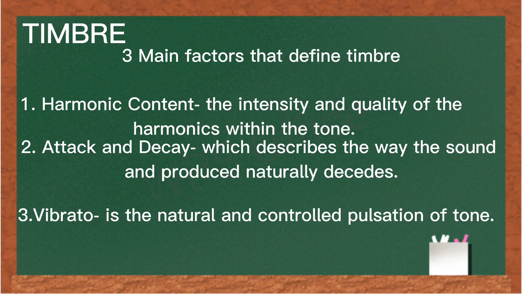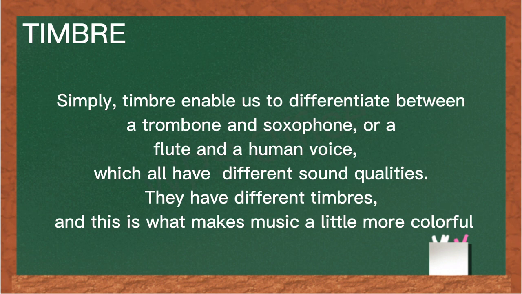Together, these 3 components impact the unique sound and make a tone identifiable and help color our music. Simply, timbre enables us to differentiate between a trombone and a saxophone, or a flute and a human voice, with all different sound qualities. They are different timbres, and this is what makes music a little more colorful.